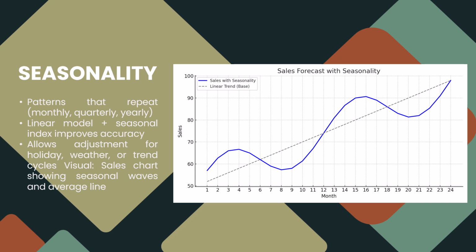So a seasonal model accounts for predictable cycles in data. In the graph, the blue line represents actual sales, with seasonal fluctuation, and the dotted line follows the underlying linear trend. The repeating wave pattern indicates consistent ups and downs. So, for example, higher sales every December and lower in off months. There are different ways to calculate seasonality in Excel.